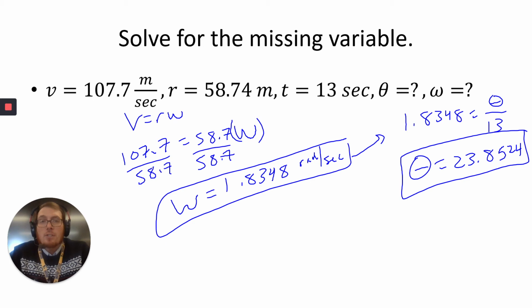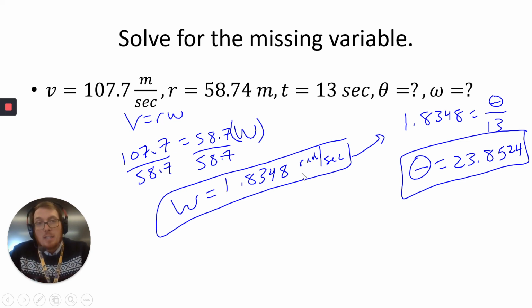The next question asks you to solve for theta and solve for omega. Probably easier to solve for omega first using v equals r omega. So v is given to you, 107.7. Radius is given to you, and then divide that out, and you'll get radians per second. Why is it radians per second? Well, it's always radians, but then per second because the velocity, or the angular or linear speed, is also per second.